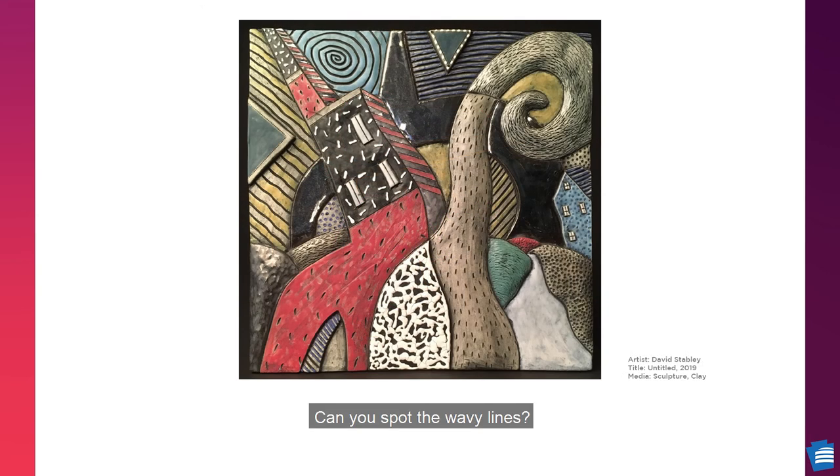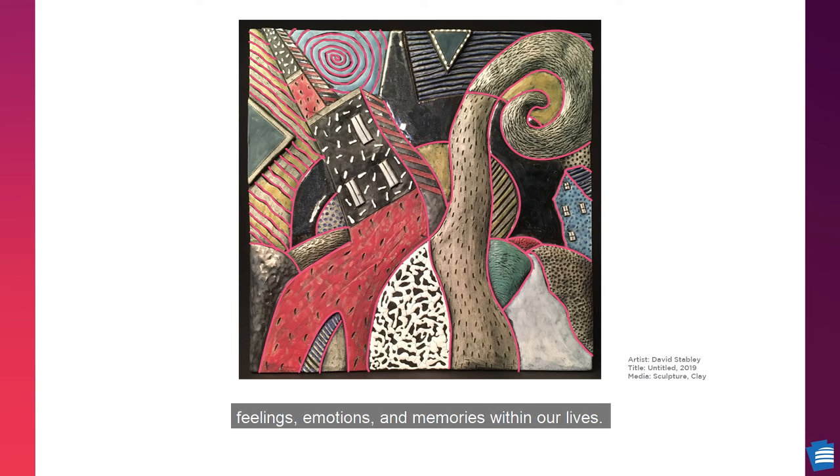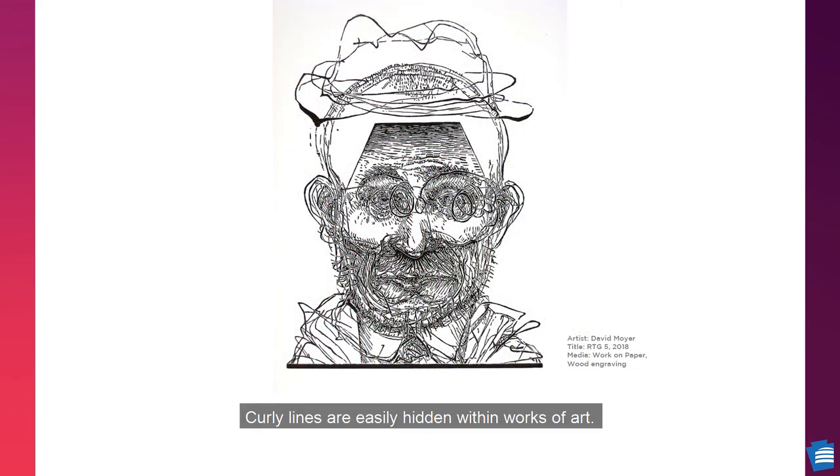Can you spot the wavy lines? This sculptor used wavy lines to help represent the fragments of thoughts, feelings, emotions, and memories within our lives. Curly lines are easily hidden within works of art. Can you see the curly lines within this etching?